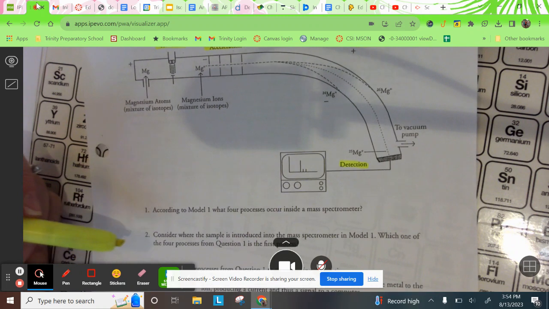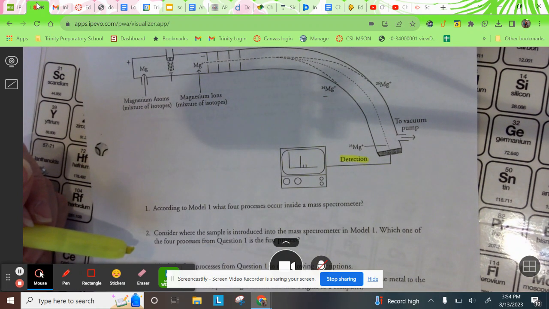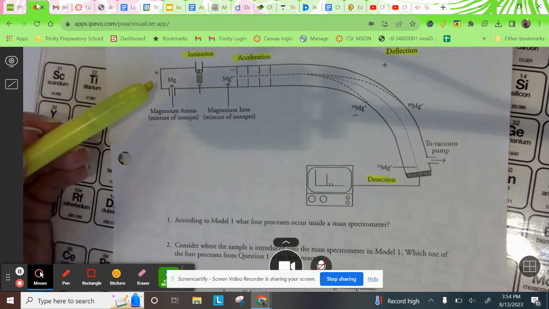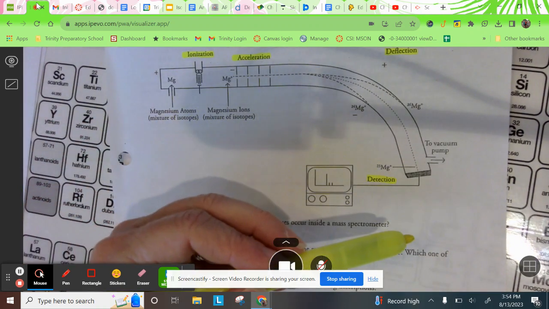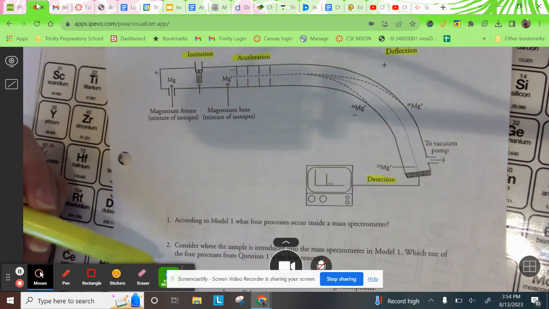Okay, consider where the sample is introduced into the mass spectrometer in Model 1. Which of the four processes from question 1 is the first process? Just take a look at it. What does it look like happens first? If we're starting with the particles here and they're coming through this way, the first thing obviously is ionization. It's the first thing we come to. So that's what number 2 is.